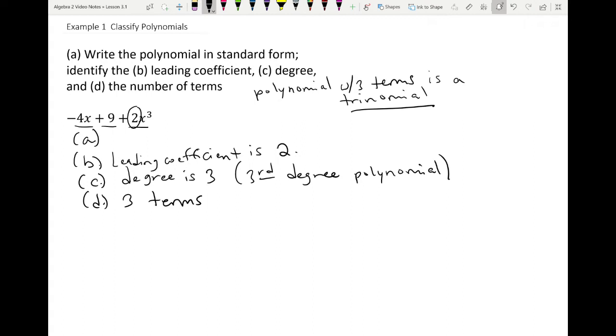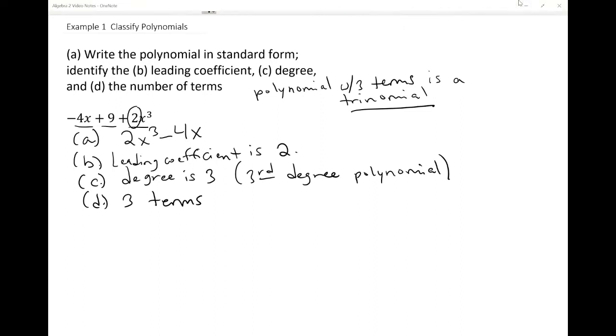And now we can go ahead and write this in the correct order. So in standard form, you write the highest power of x first, which is positive 2x cubed. The second largest, which is 4x, minus 4x. And then the smallest power of x, which is 9. So the power of x for 9 is 0. The power of x for 4x is 1. And then the power of x for 2x cubed is 3.